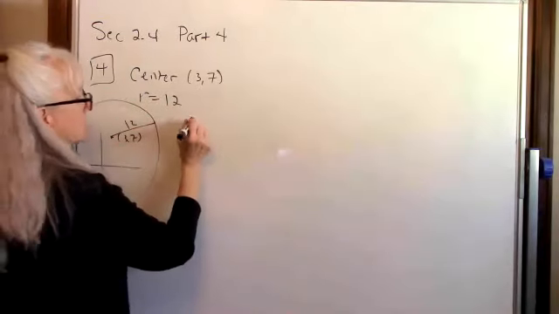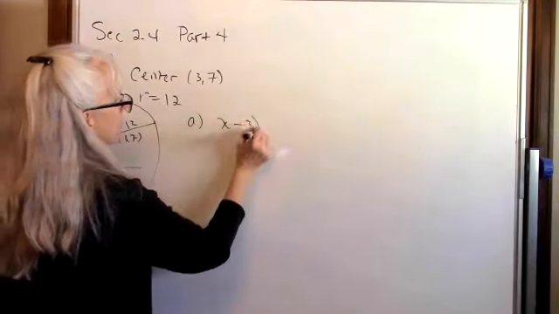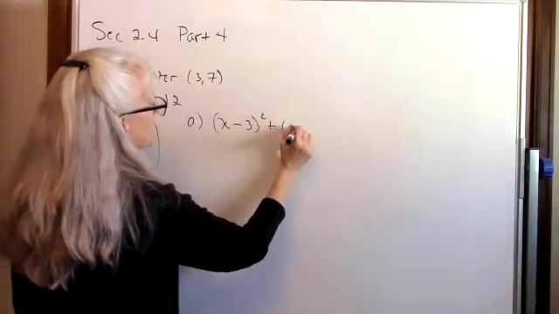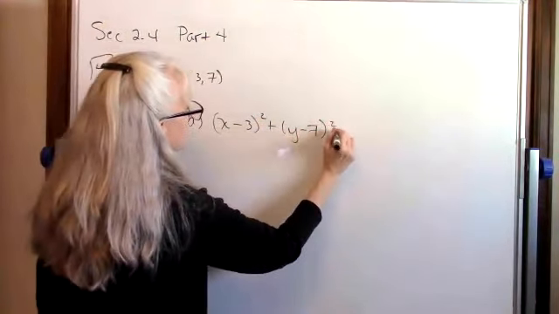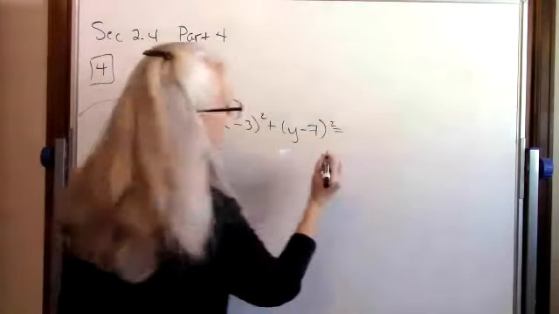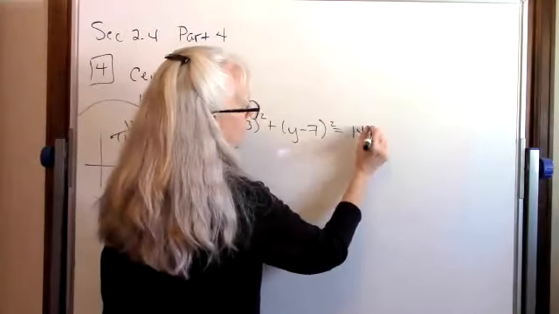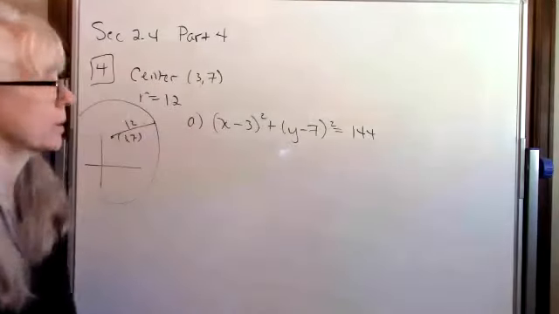So to write the equation, all we have to do is (x minus 3) quantity squared plus (y minus 7) quantity squared. And that's going to be equal to 12 squared, which is 144. So there's the equation. That was pretty quick and simple.